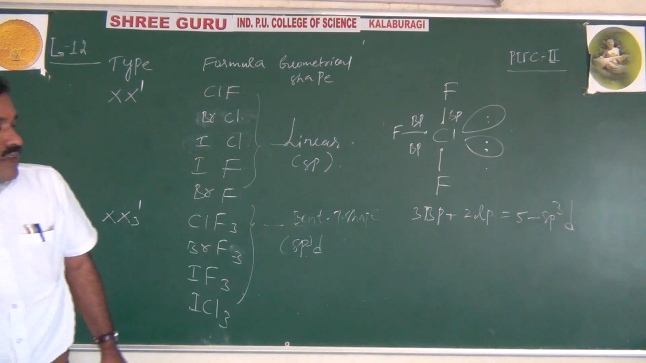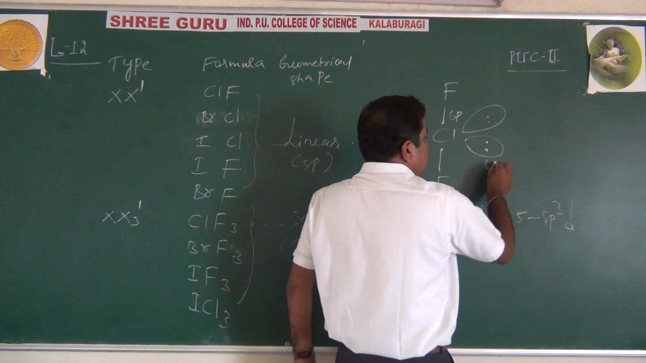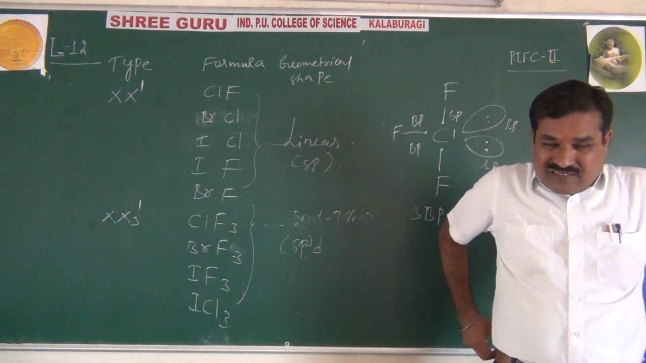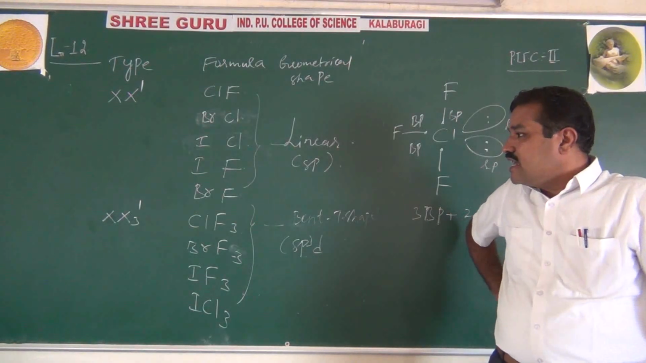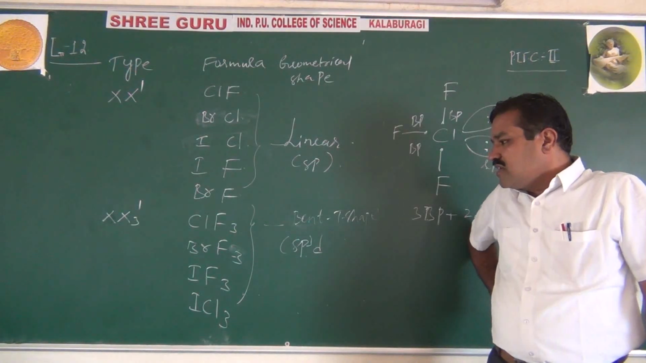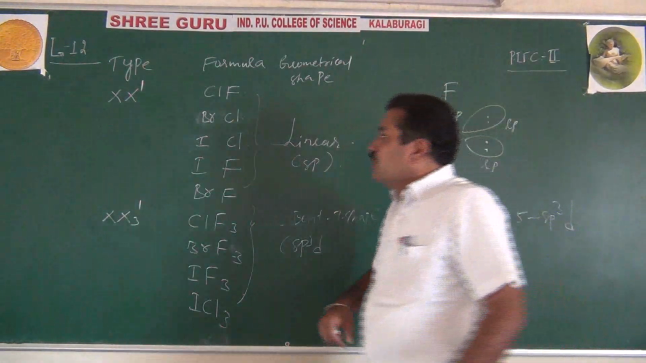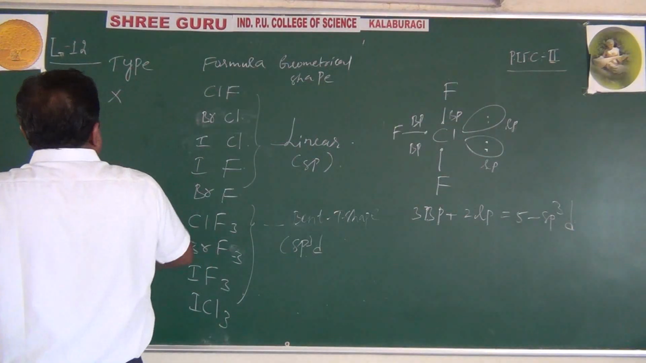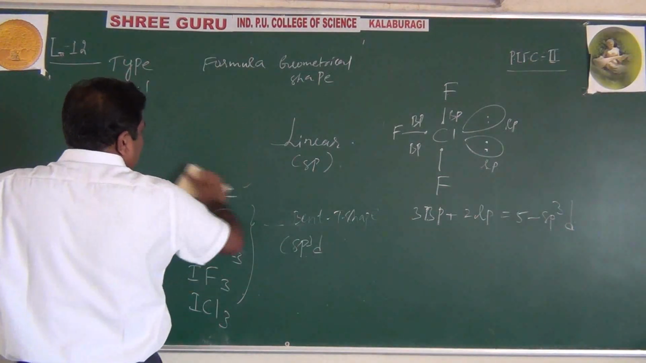Very, very important, and so many times I told you, but in your first year, if you remember. Okay. This is the XX'3 type: chlorine trifluoride, bromine trifluoride, iodine trifluoride. Okay. Now coming to the next type, also important, the XX'5 type. Very few examples we can have for this.